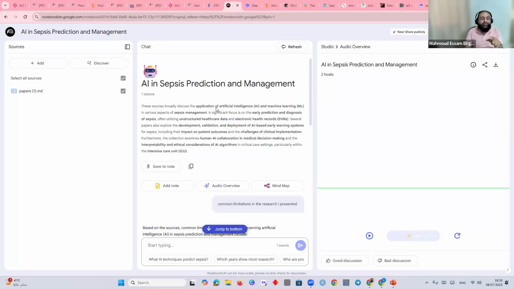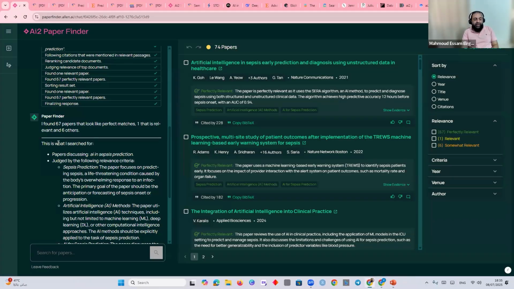What is useful in research is that you can upload your papers, and here someone asked, you can select all sources. You can save your previous research here. Okay, so this is for the notebook. Again, I highly recommend using the notebook after you use the AI tool paper finder.